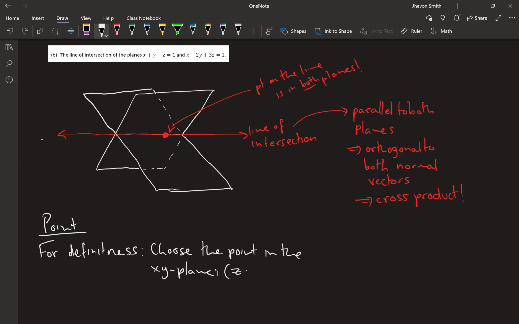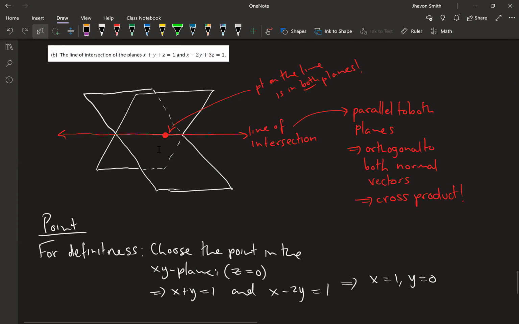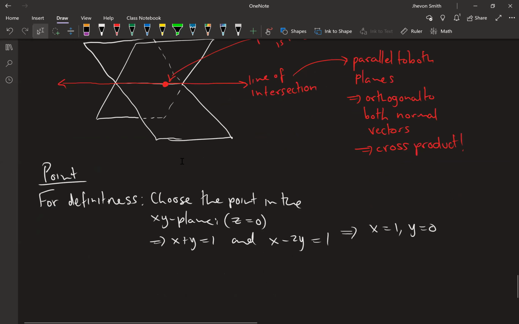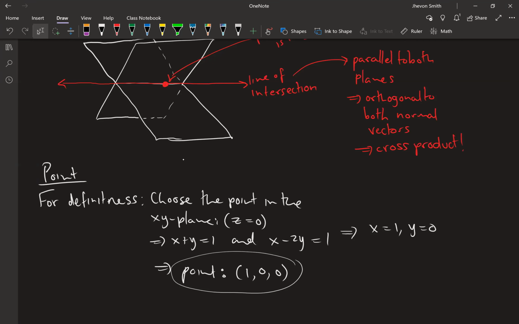So this means I'm going to force z to be equal to 0, and then I need to solve for the other two. Well, that would mean that x plus y equals 1 and x minus 2y equals 1. Well, that would mean that x equals 1 and y equals 0, right? You can do process of elimination to figure that out, but I think at this point it's kind of obvious, which means the point is going to be (1, 0, 0). So that's the point on this line that you want.